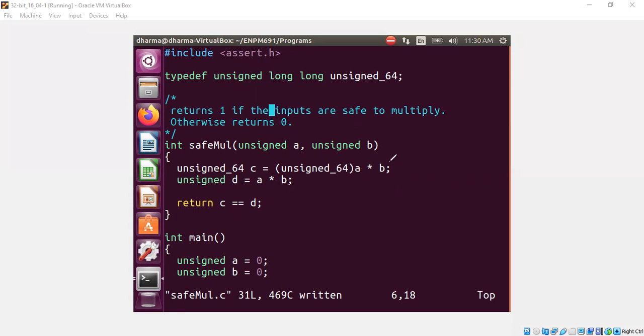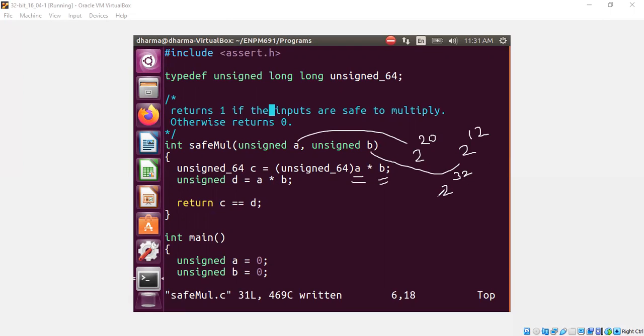For example, let's say A is 2 power 20 and B is, say, 2 power 12, right? So this is your A and this is your B. If you multiply 2 power 20 into 2 power 12, you would get 2 power 32. But 2 power 32 requires 33 bits, so it doesn't fit in the memory model of unsigned integer. So what shall we do in that case?